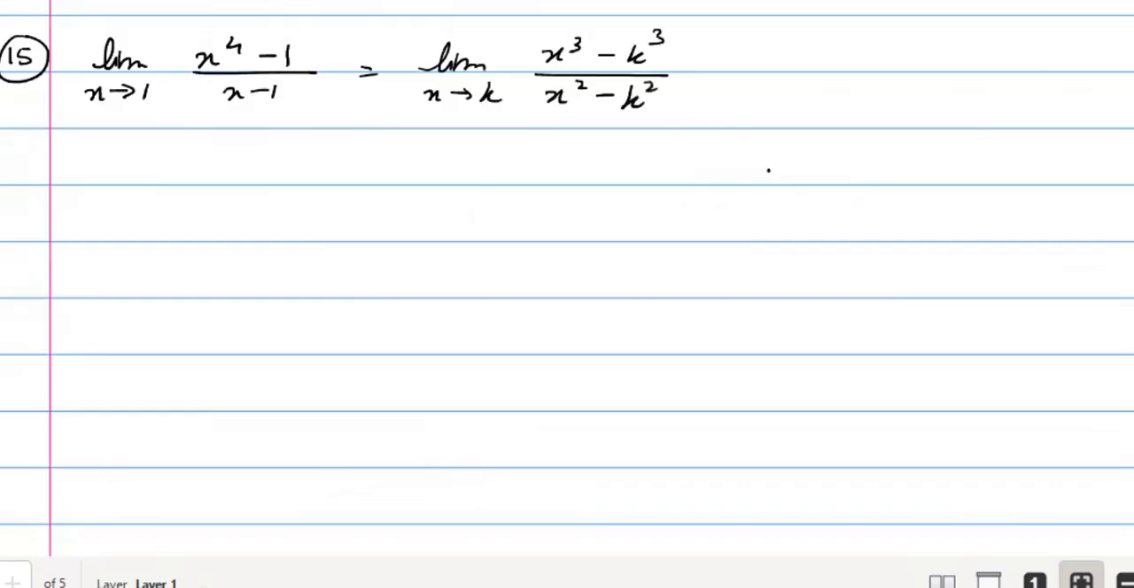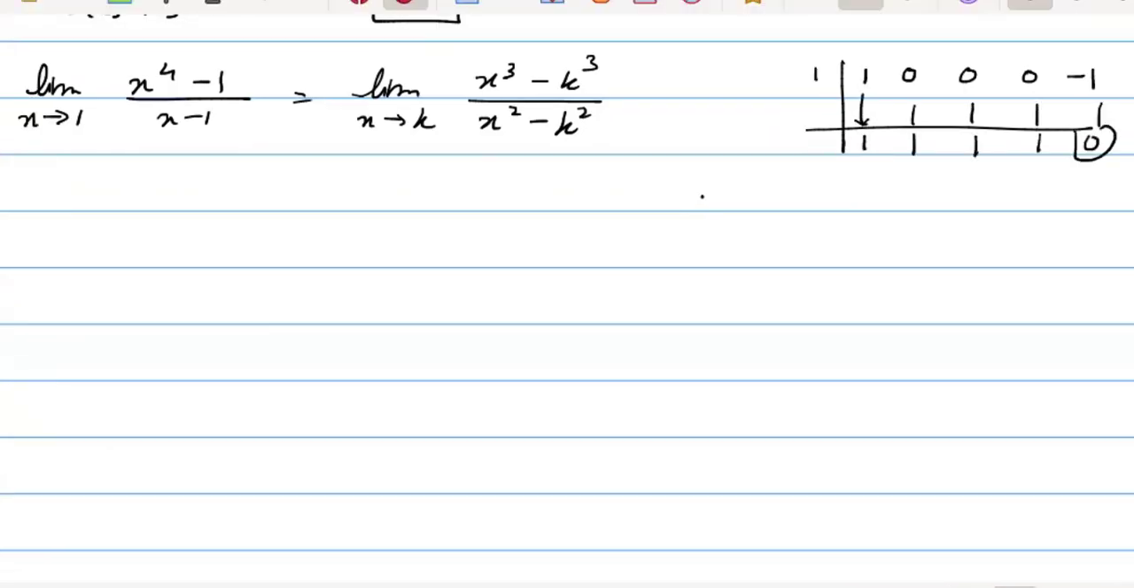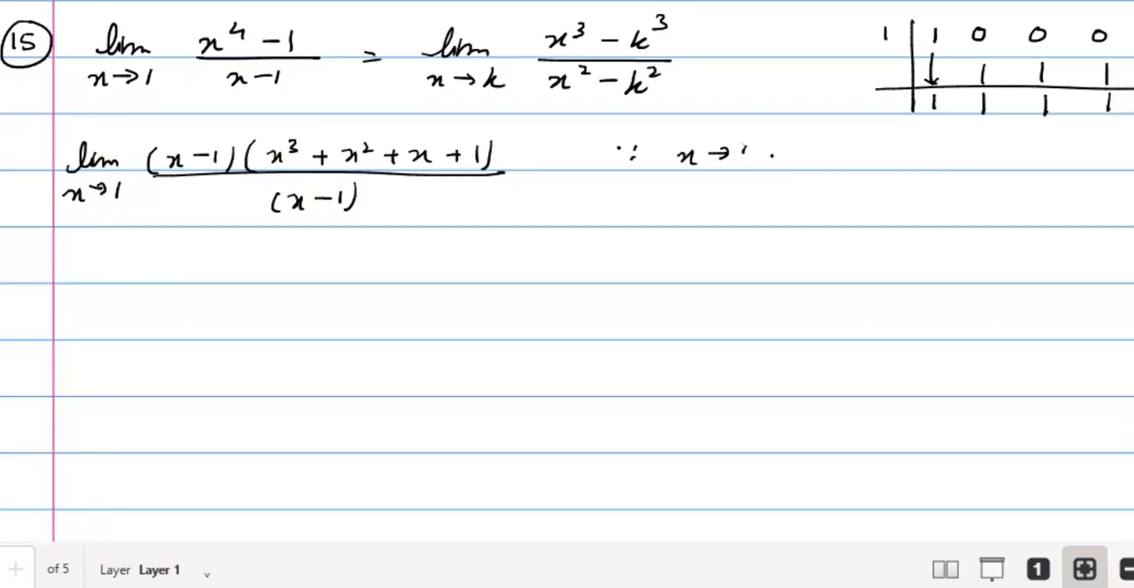Over here, students, they are not asking you to check. They are telling you to find k such that the limit exists. So this is x raised to 4. The first thing that you do is to divide it. So x raised to 4, 3, 2, 1, and minus 1. Or long division, whatever you do. As x tends to 1, x is not equal to 1, x minus 1 is not equal to 0. So what do I have? I have x cubed, x squared, x plus 1.